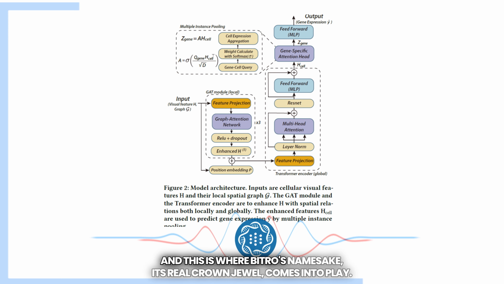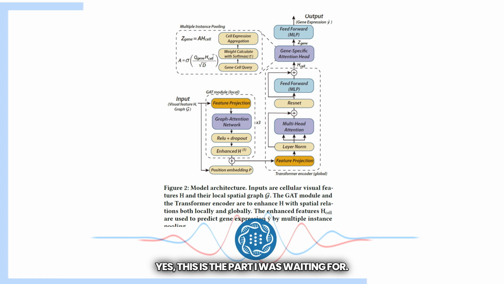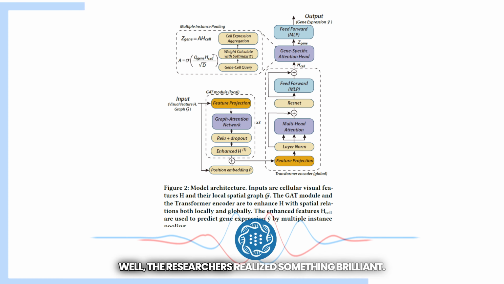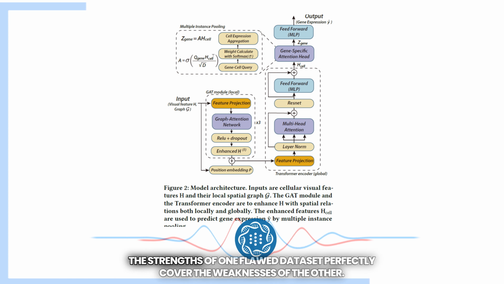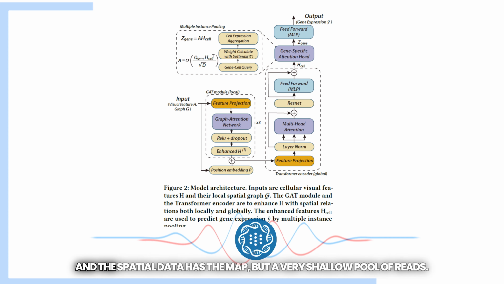And this is where BiTro's namesake, its real crown jewel, comes into play. Bidirectional transfer learning. Yes. This is the part I was waiting for. How does it actually cross-train? Well, the researchers realized something brilliant. The strengths of one flawed dataset perfectly cover the weaknesses of the other. Okay, so the bulk data has massive sequencing depth, millions of reads, but no map. Right. And the spatial data has the map, but a very shallow pool of reads.